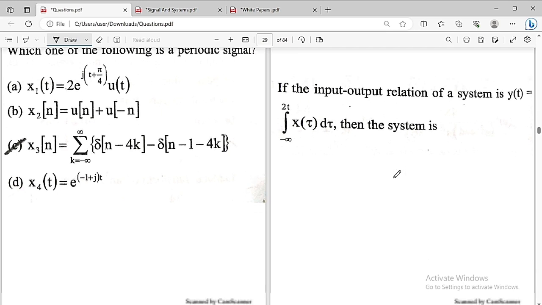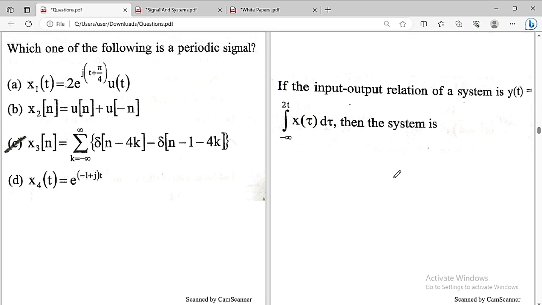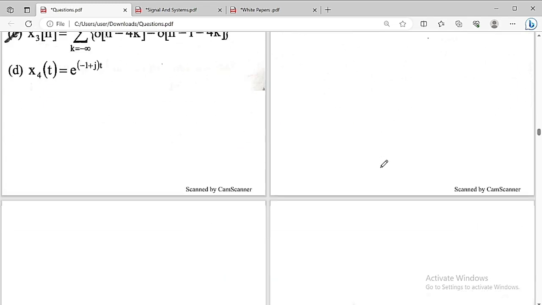So now we are going to solve another question. See the question here. If the input-output relation of a system is y of t is equal to integration from tau equal to minus infinity to 2t of x of tau d tau, then the system is. So basically they have given a certain relation between the input and the output. Then what is the system we need to figure out?